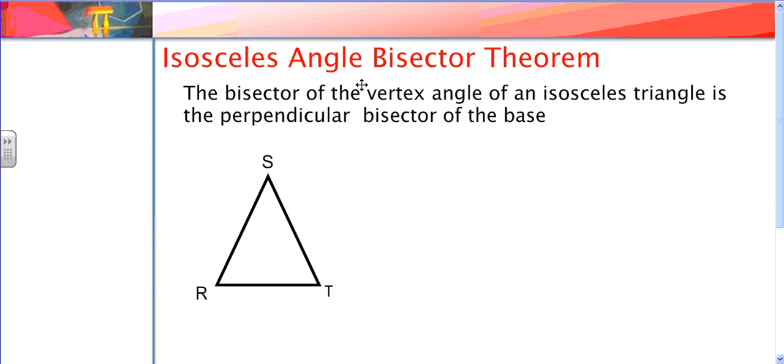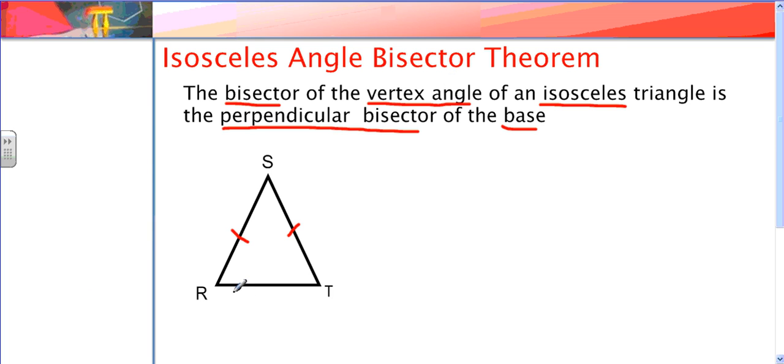All right, the next theorem that we want to talk about is the angle bisector theorem. So let's break down the language that we see here. The bisector of the vertex angle of an isosceles triangle is the perpendicular bisector of the base. So let's break this down and see what this is talking about in the diagram. First of all, we need to know if we have an isosceles triangle. So let's assume we know that side RS is congruent to side ST. So now we have an isosceles triangle.